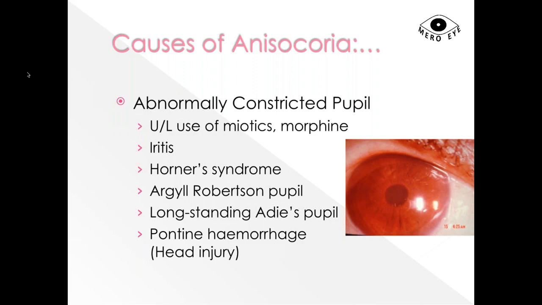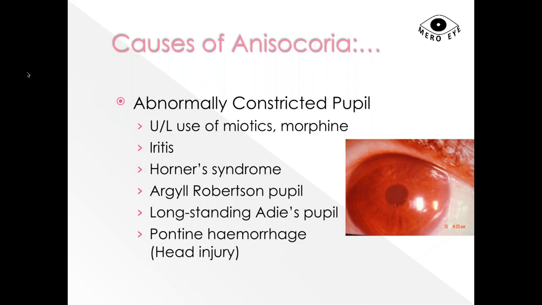Then there is Argyll Robertson pupil. Usually it is bilateral, when both of the pupils are very small, and the fundus examination can further help us to see other syphilitic signs. And besides that, obviously neurological signs will also be there. Then sometimes, usually when we talk about Adie's pupil, we talk about a dilated pupil, but long-standing Adie's pupil may also lead to the atrophy of the sphincter muscles, leading to a small pinpoint pupil.